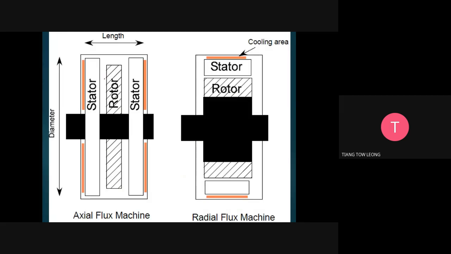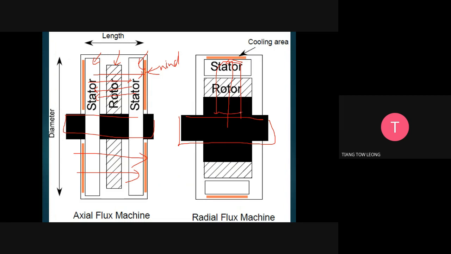So in an axial flux machine, we have a stator, this is its winding, and then we have a rotor. The flux will flow like this and then go back. Radially, this is a shaft, right? When the flux flows like this, then this is axial. When the flux flows from the rotor to the stator and then goes back to the rotor, again, this is the axial flux.